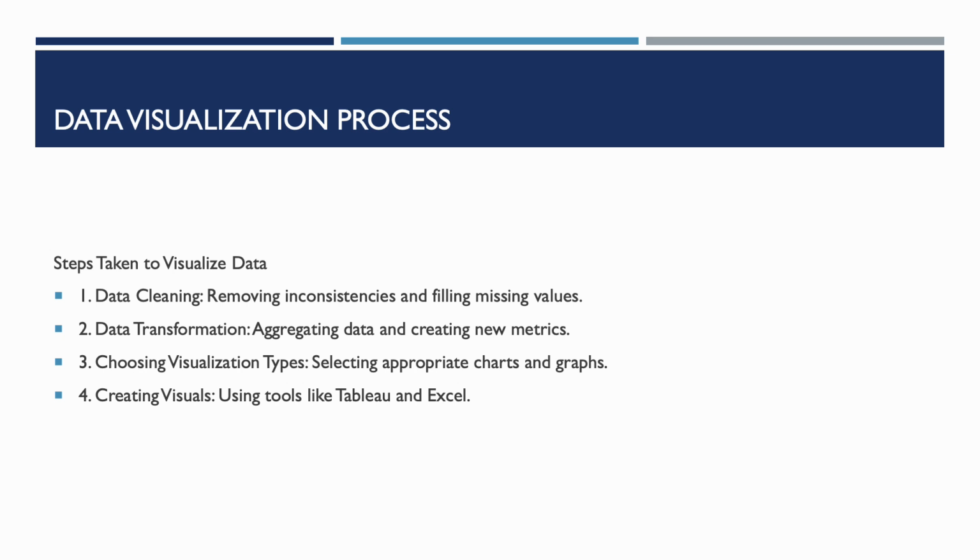Choosing visualization types. So after this cleaning and transforming, the company then selected the appropriate visualization types. Depending on the nature of the data and the insights they wanted to convey, they chose specific charts and graphs. For example, they might use bar charts to compare sales across different regions, or line charts to track trends over time. Selecting the right visualization type is very important for effectively communicating the data story.